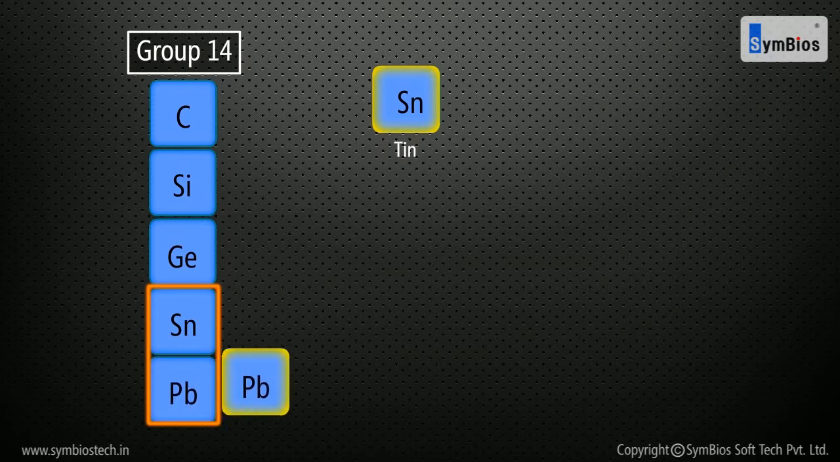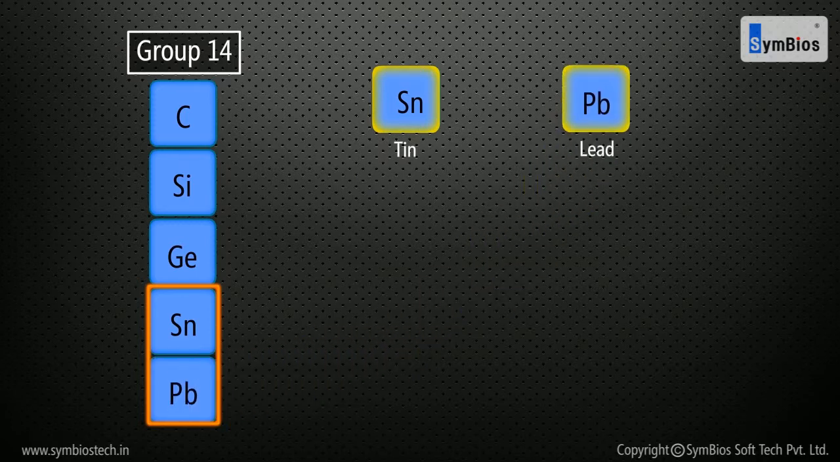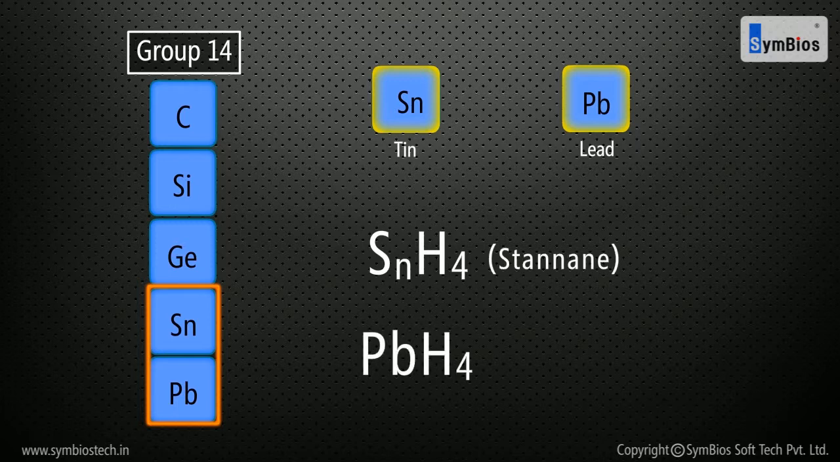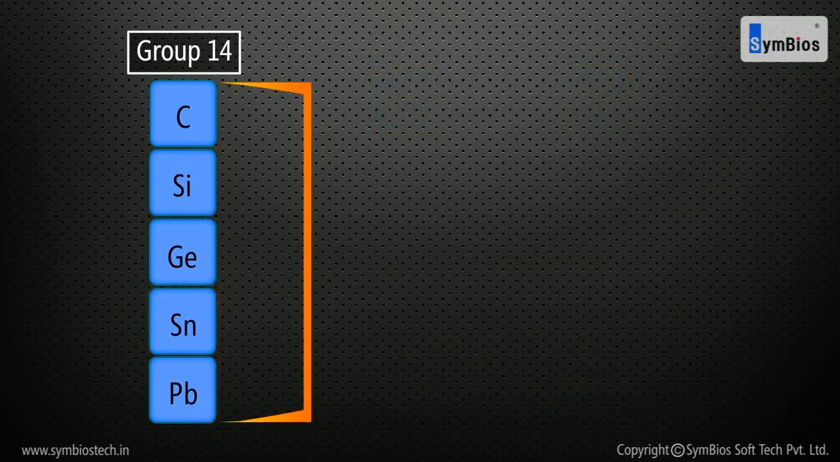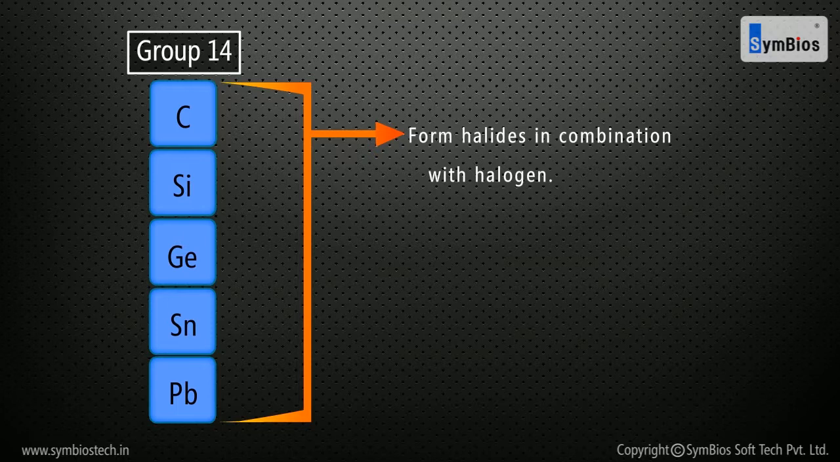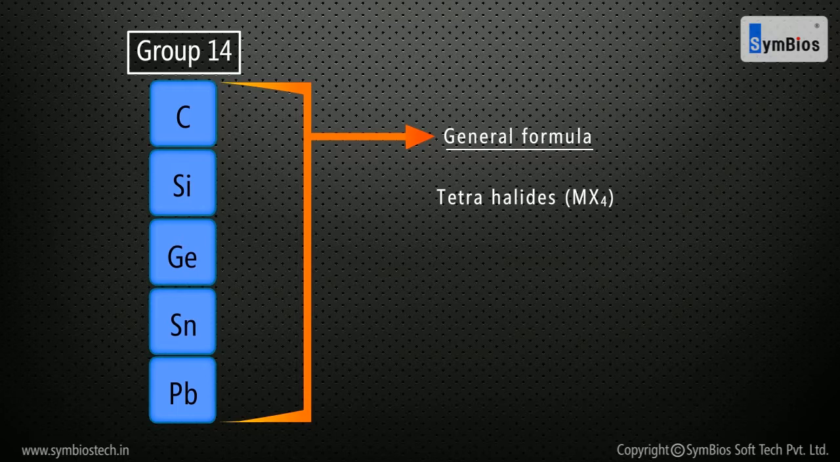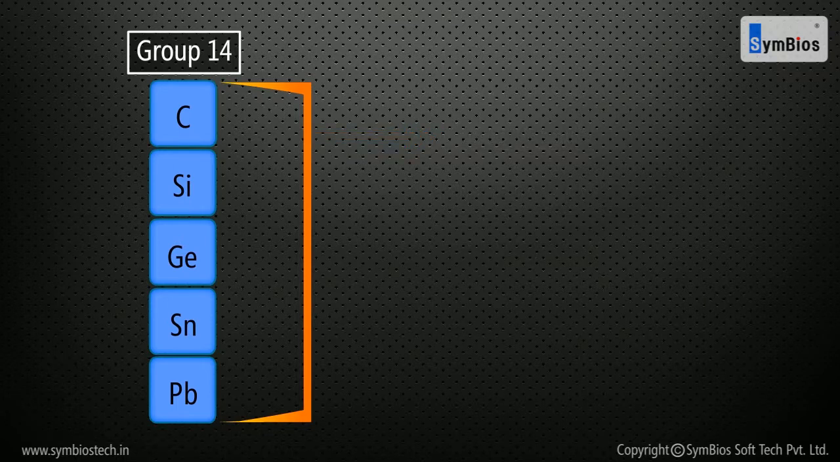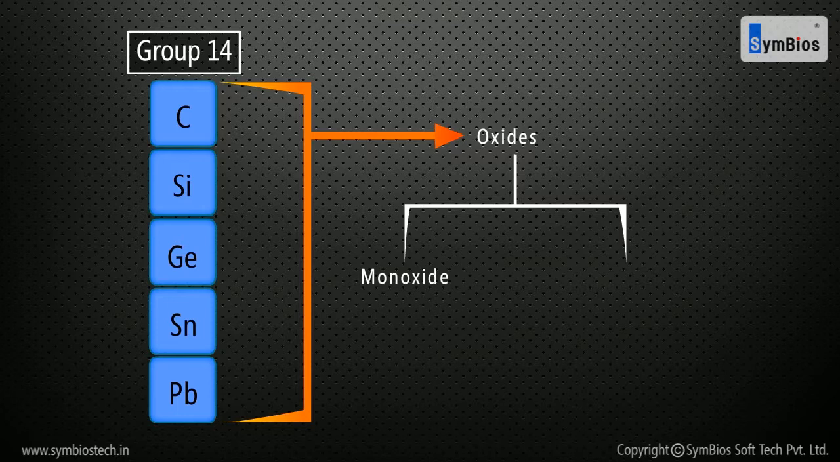Tin and lead form one type of hydride only, SnH4 stannane and PbH4 plumbane. These elements form halides in combination with halogen. The general formula is tetrahalides MX4 and dihalides MX2. They form two types of oxides, monooxide and dioxide, except for silicon.